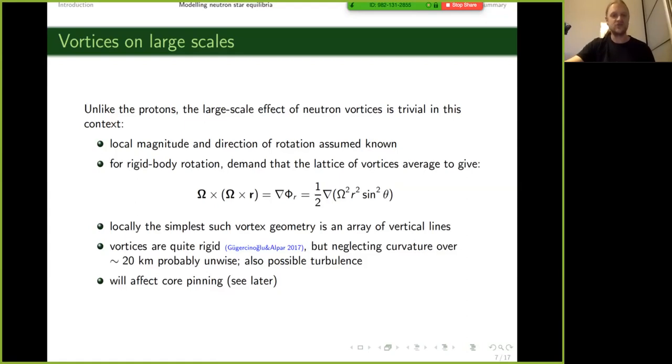Whilst it's true that neutron vortices are probably pretty rigid, I would doubt in reality that over the whole 20 kilometers they would stretch from one end of the crust to the other end. I would doubt they would really be completely straight, and neglecting curvature is probably unwise. And as you all know, of course, they could be subjected to turbulence as well. So just because we've prescribed what's happening on the macroscopic scale, I wouldn't be sure that we know what's happening on a mesoscopic scale. It doesn't matter for the equilibrium calculation, but it could affect core pinning, which I'll talk about later.